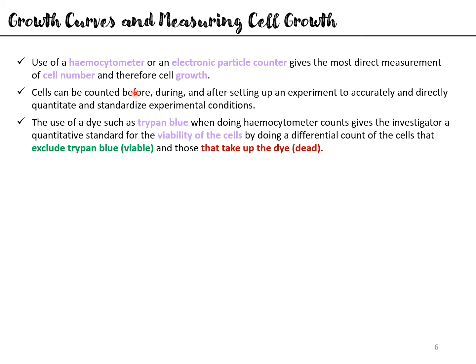Living cells will exclude the dye. So cells that have excluded it would be considered viable, whereas dead cells would take up the dye. By counting the number of cells that have taken up or excluded the dye, you can obtain a differential count of the living versus dead cells.